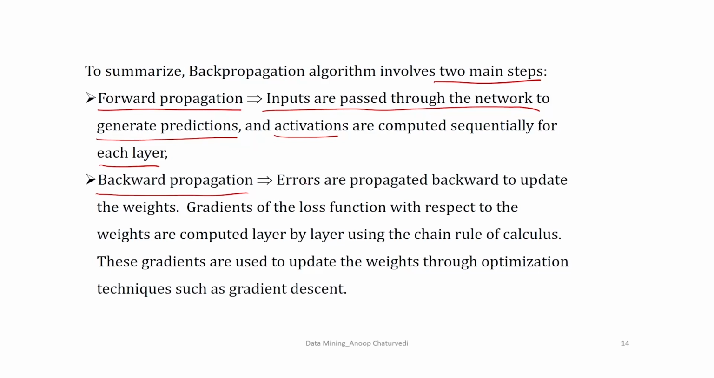Errors are propagated backward to update the weights. So, we use the errors to update the weights, and gradients of the loss function with respect to the weights are computed layer by layer using the chain rule of calculus. This is how we proceeded in the previous case of a single hidden layer also, and then these gradients are used to update the weights through optimization techniques such as gradient descent.